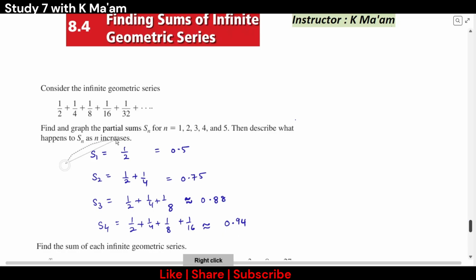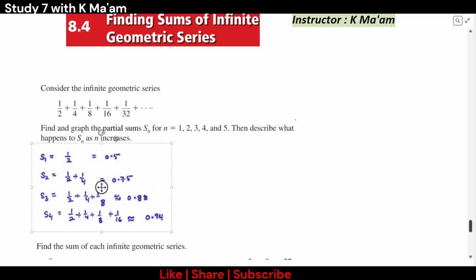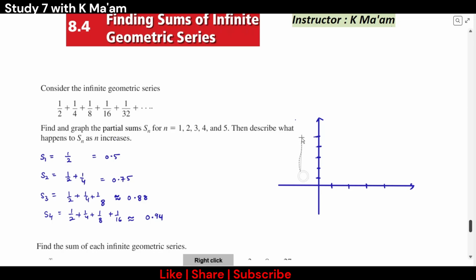Next, we have to plot these points. In the plotting, we draw the coordinate axis. It's like 1, 2, 3, 4. These values are very small, so we are choosing 0.2, 0.4, 0.6, 0.8, and 1. Like this.